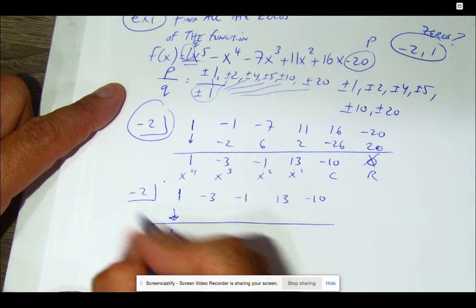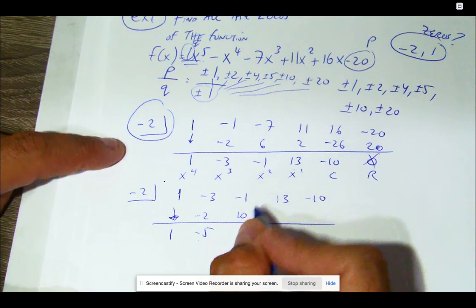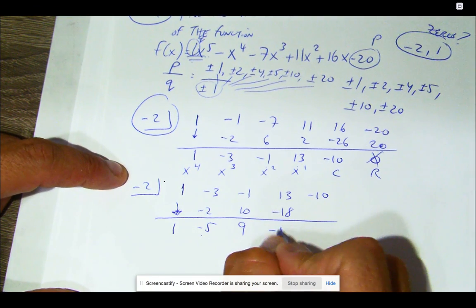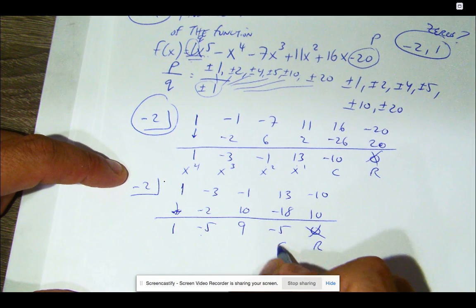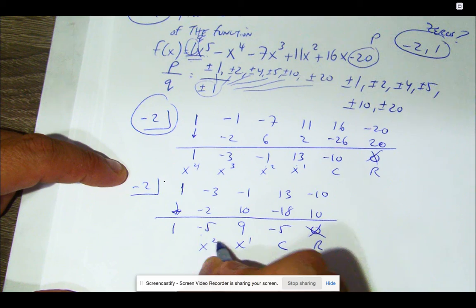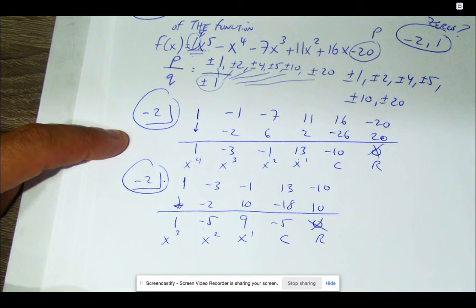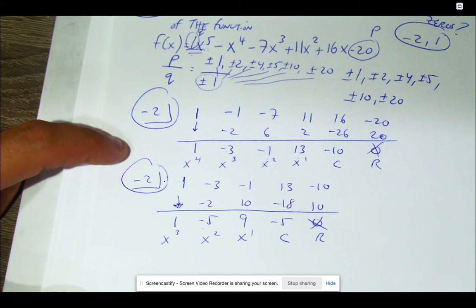So pull this guy down, multiply, add, multiply, add, multiply, add, multiply. Hey, we got another winner. Remainder, constant, x1, x2, x3. Okay, 2 solutions. Now, it doesn't matter that they're the same. There's still one. There's going to be 2 of our 5.